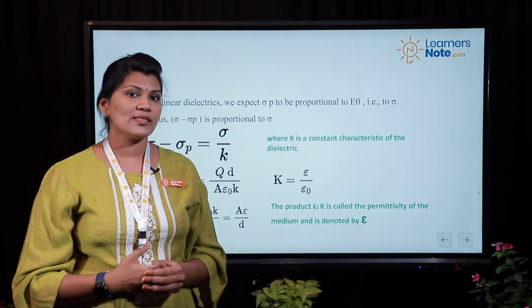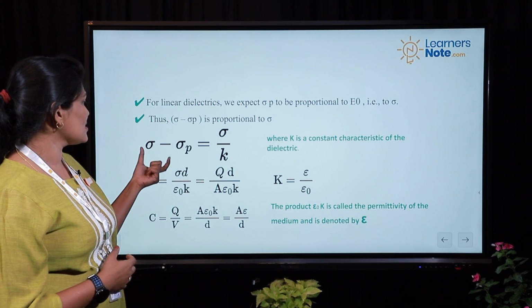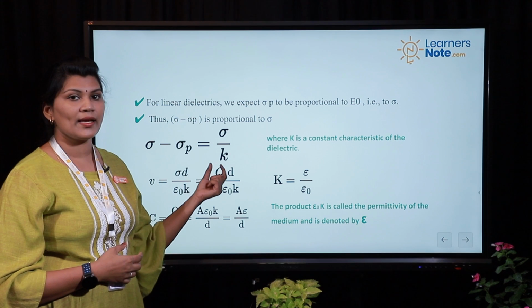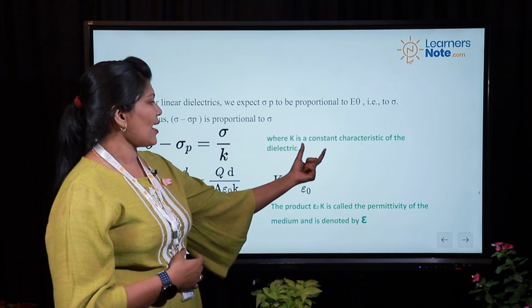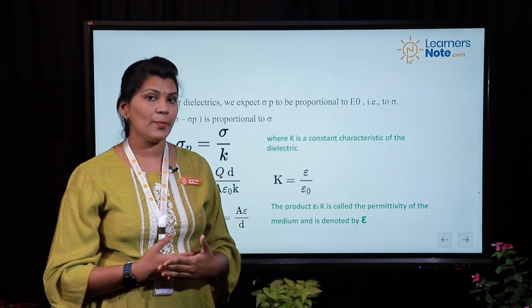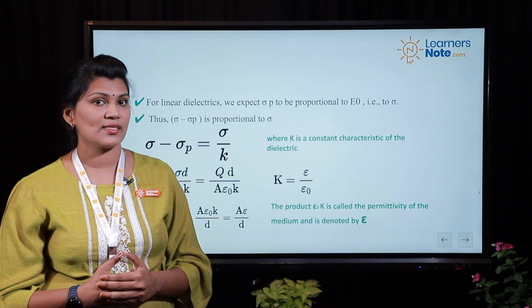Here we are going to make some approximations in our equation. That is, we are approximating the term sigma minus sigma p as sigma by k, small letter k. Here this k indicates the characteristic of a dielectric. It is a constant value. Depending upon the type of dielectric material, the small letter k value will change.